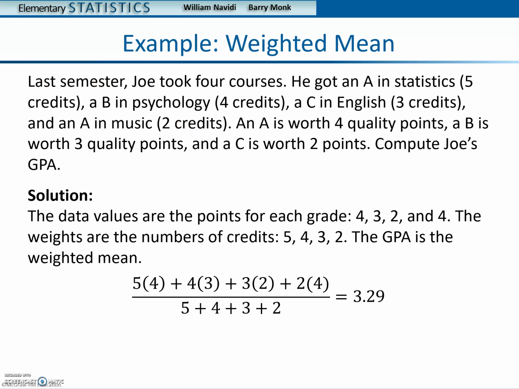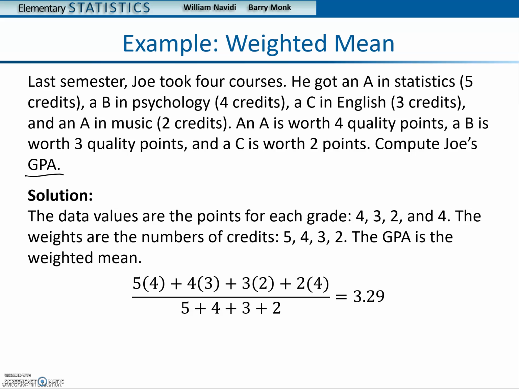Last semester, Joe took 4 courses. He got an A in statistics, which was 5 credits, a B in psychology, which was a 4-credit class, a C in English, which was a 3-credit class, and an A in music, which was 2 credits. An A is worth 4 quality points, or like a 4 as a GPA. B is worth 3 quality points, and C is worth 2 points. Compute Joe's grade point average, or GPA.